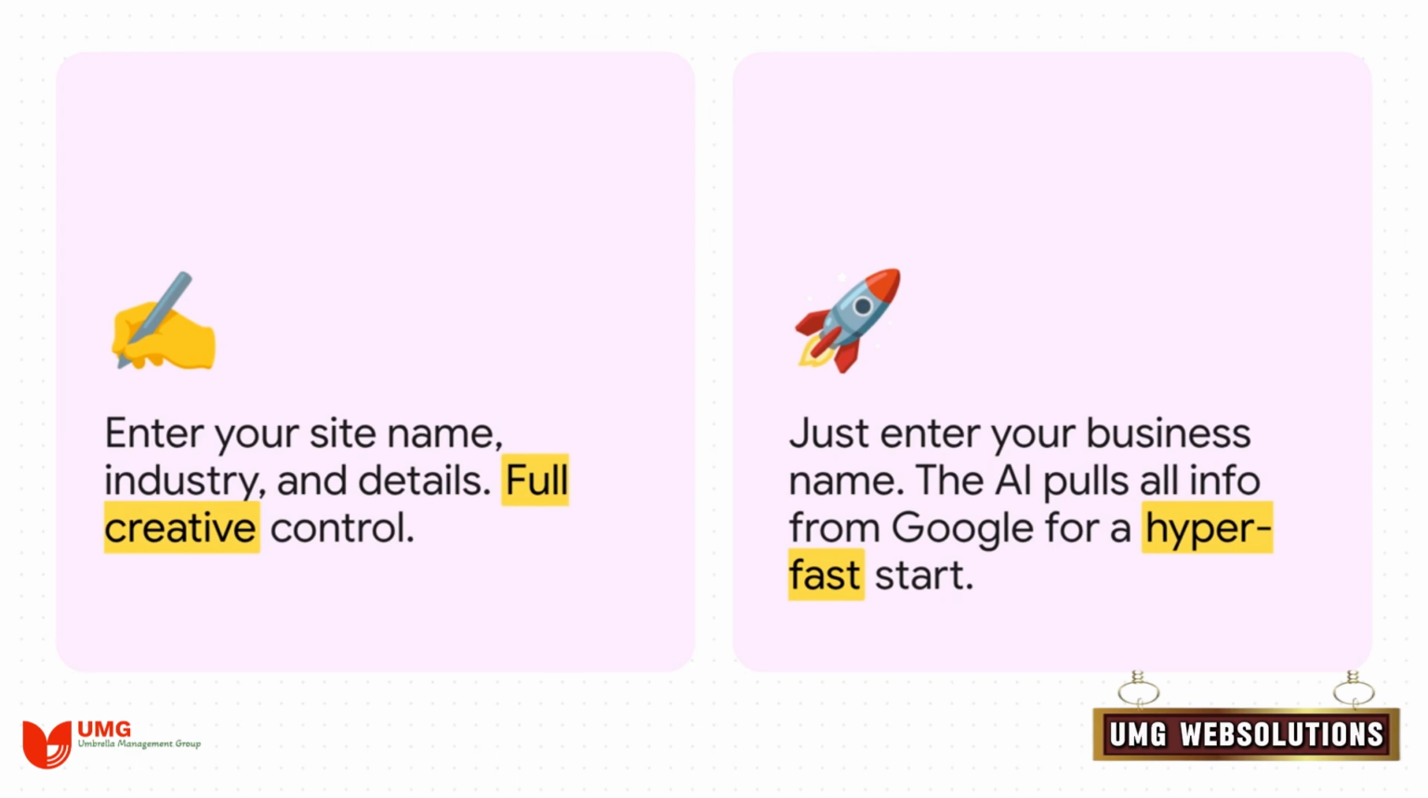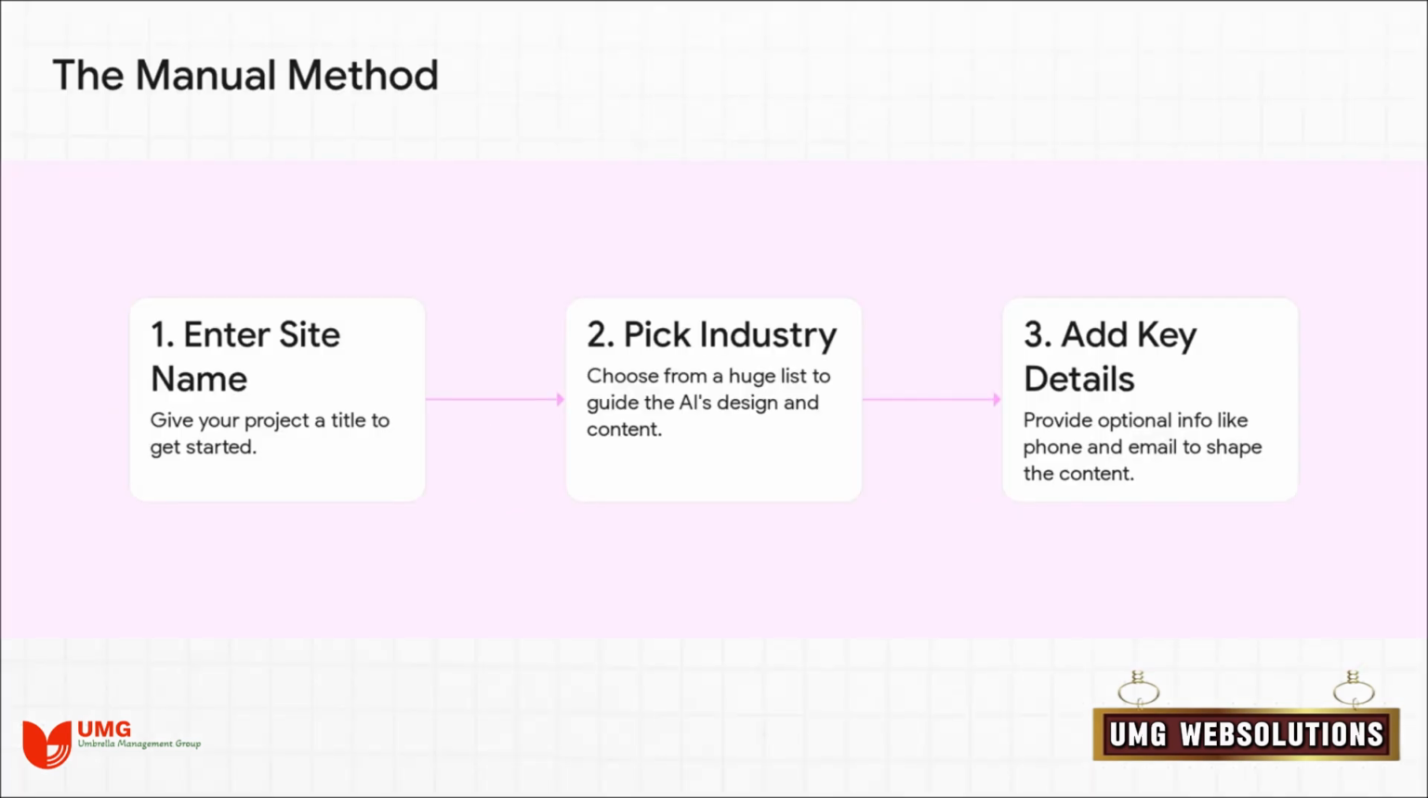It's incredibly fast. Now, even if you go the manual route, it's still super straightforward. First, you name your site. Easy enough. Second, you pick your industry from a huge list. This really helps the AI figure out the right design and tone. And third, and listen, this is a big one, you add your key details. The more specific you get here about your services or what makes you unique, the better and more accurate that first draft is going to be.